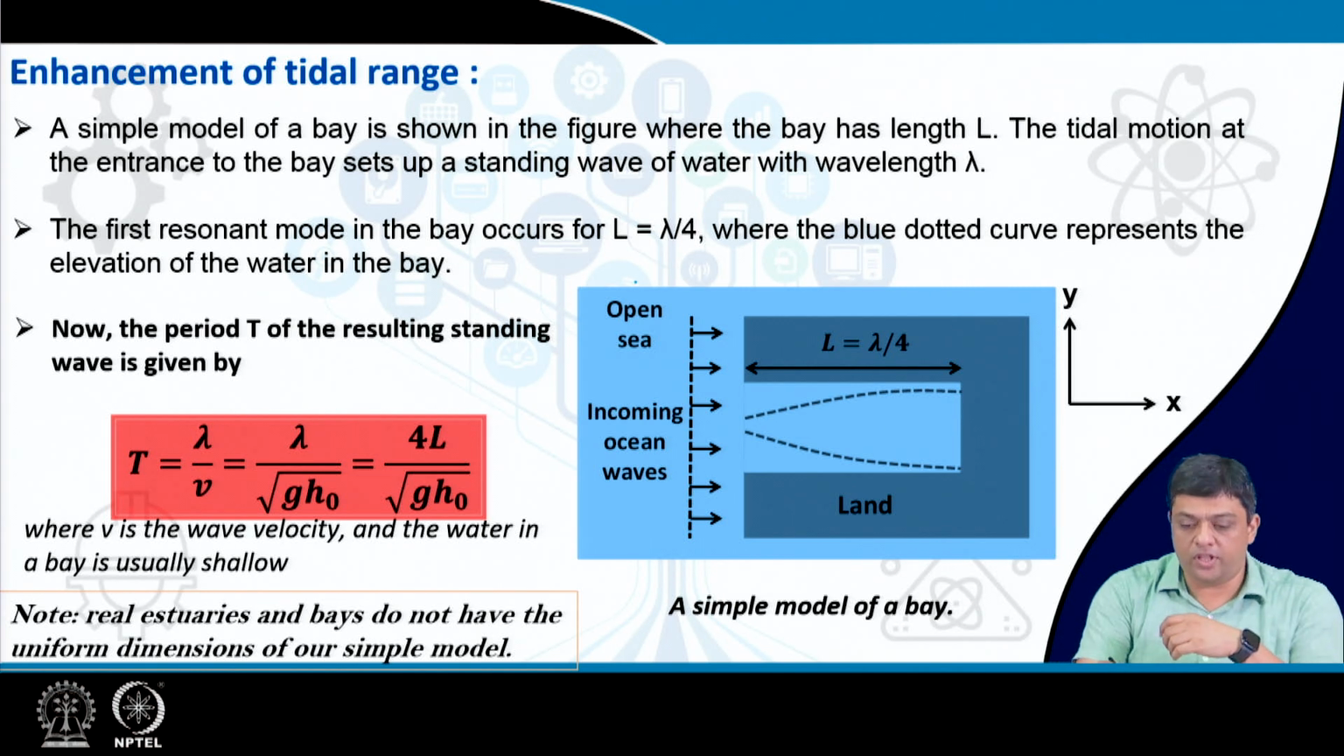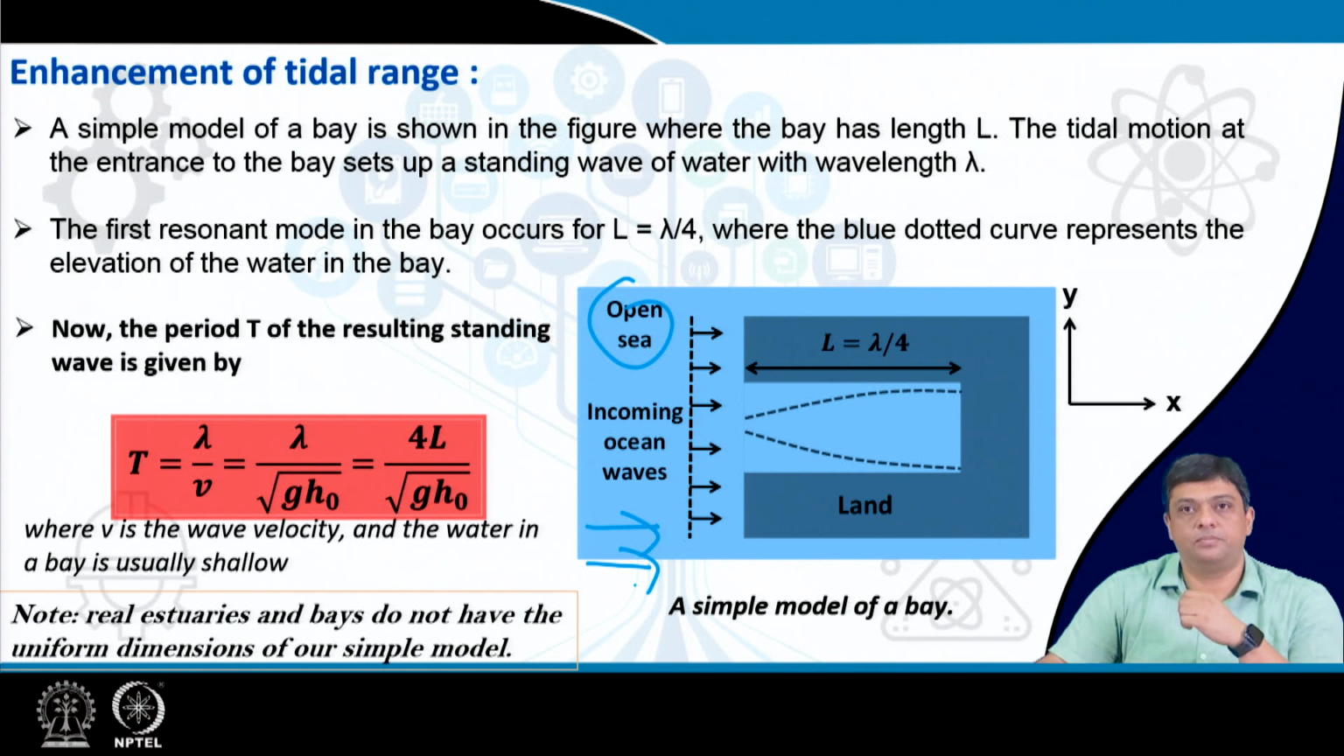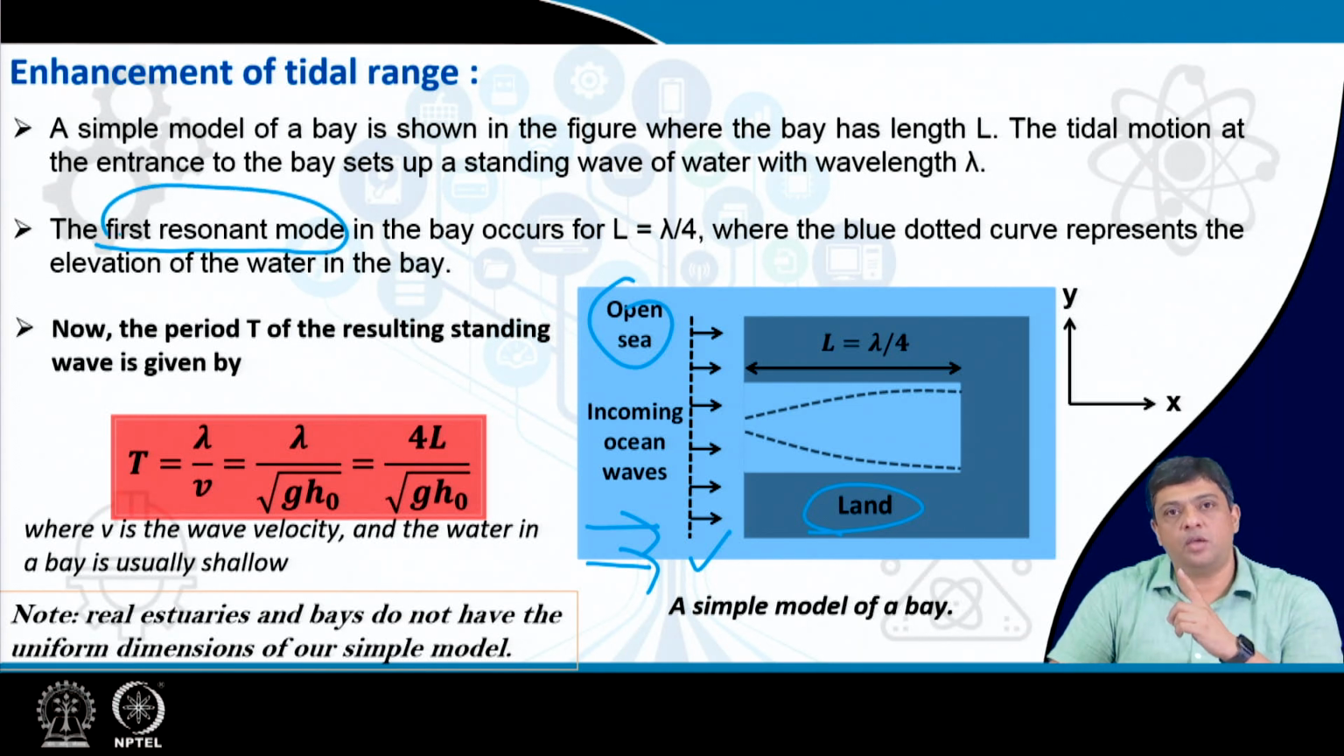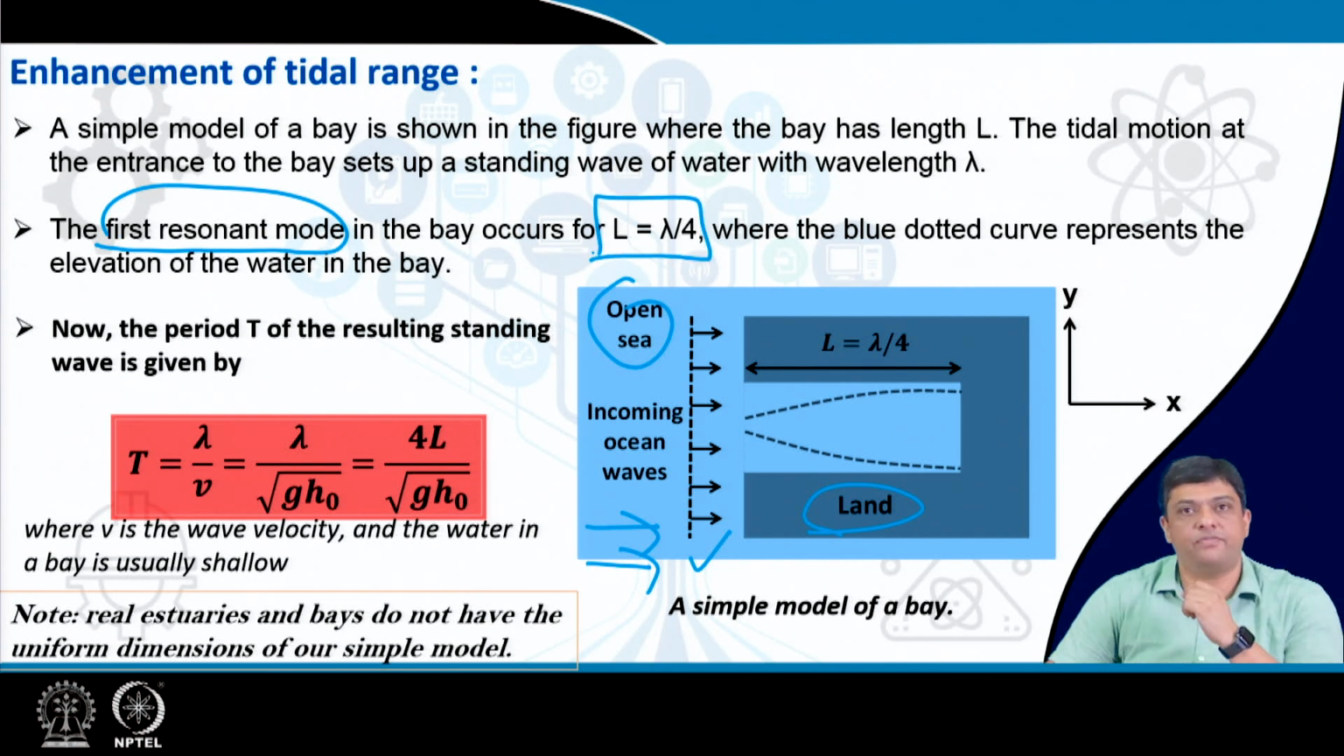So, what happens? You have the open sea and incoming waves. These waves are entering the bay, that is a small channel, at the place where the incoming ocean waves are entering the land area. The tidal motion at the entrance of the bay sets up a standing wave of water with wavelength lambda. What will be the first resonant mode? This would occur at the condition where L is equal to lambda by 4.